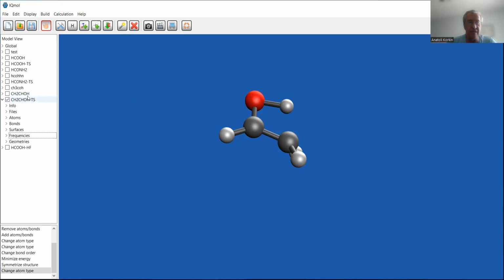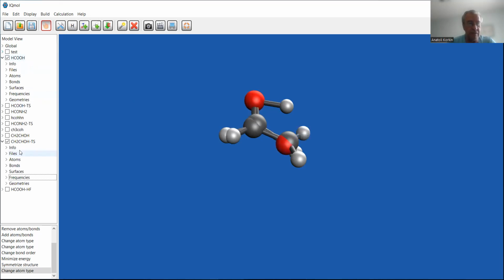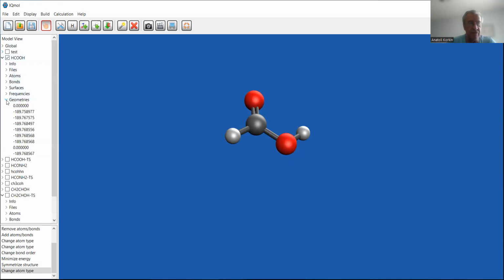And how do I calculate the barrier? If you go to one of these molecules, the initial one, you go to geometries and look at the very last energy, and this is the energy of the molecule. For all the same structures, initial, final, and transition state, I look for this final energy and calculate the difference between the initial molecule, final molecule, and transition state.